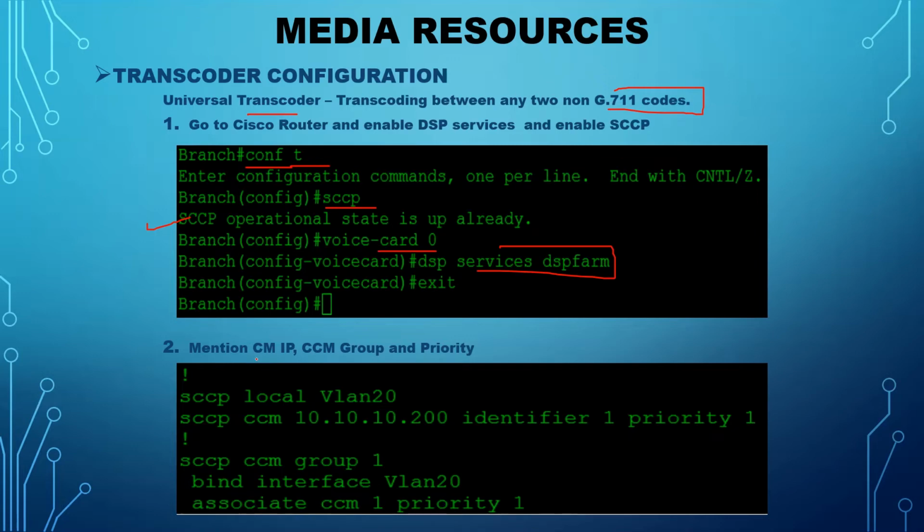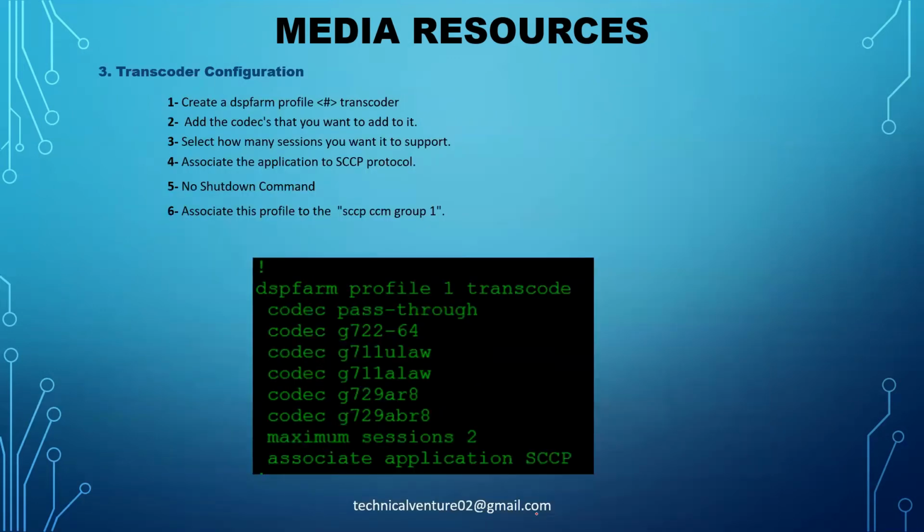After that, you need to mention the CCM IP, create a CCM group, and set the priority. As you can see, SCCP CCM is your Call Manager IP. SCCP CCM group 1, you just created this group 1, and you need to associate this Call Manager with a priority, that is priority 1 here. Here you can see the main transcoder configuration.